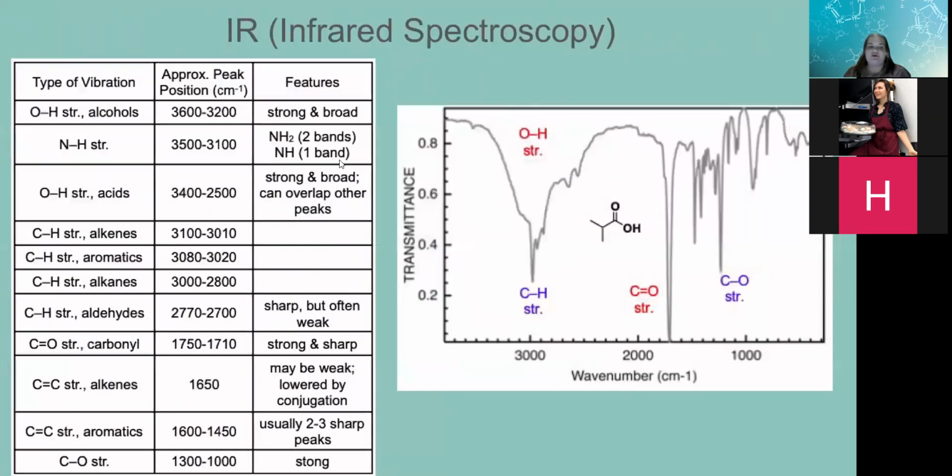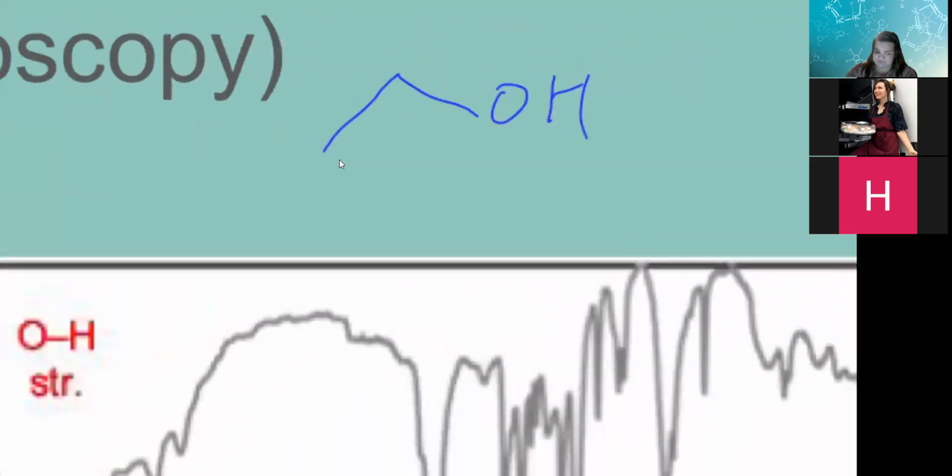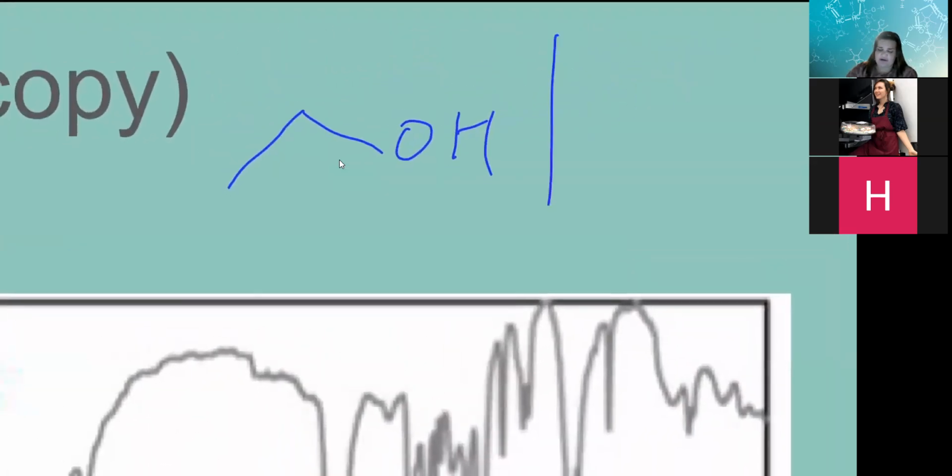All righty. So IR, there are certain peaks you should be able to recognize in this course, and they're all listed here kindly for you. You should be able to recognize OH stretching. It usually occurs at about 3,600 if you have just an alcohol, like this guy. You have some kind of alcohol here.